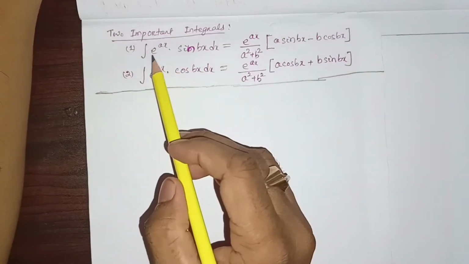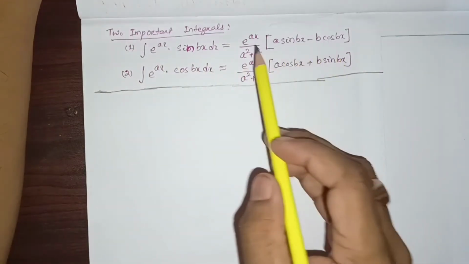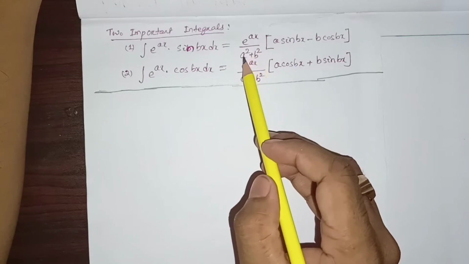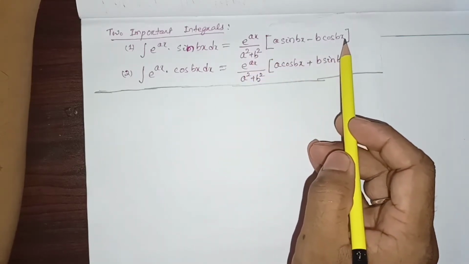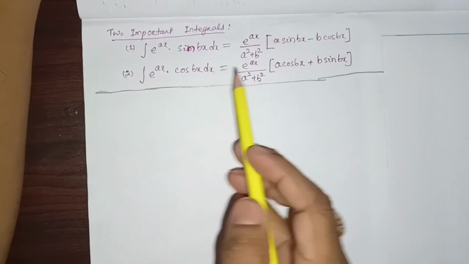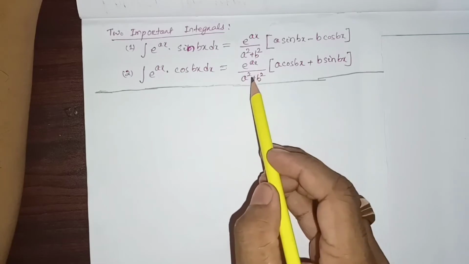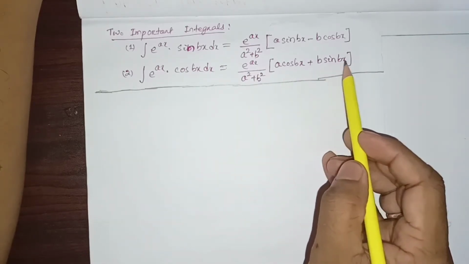That is, the integration of e to the power ax into sine bx dx will be e to the power ax by a square plus b square, whole into a sine bx minus b cos bx. The integration of e to the power ax into cos bx dx will be equal to e to the power ax by a square plus b square, whole into a cos bx plus b sin bx.